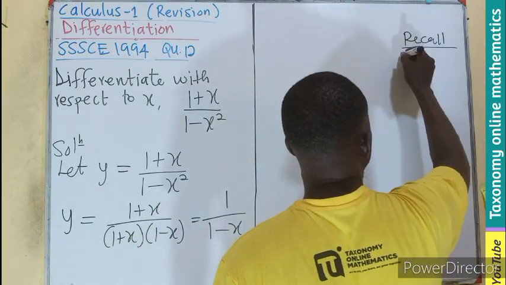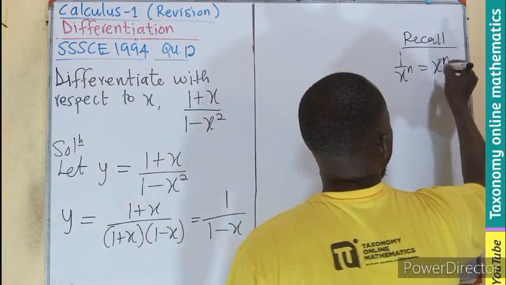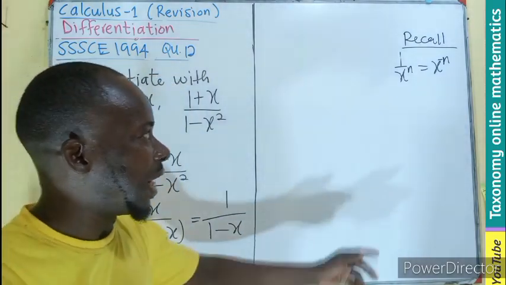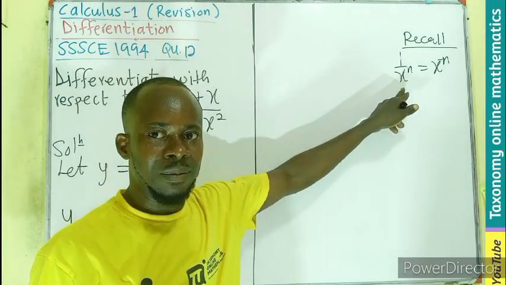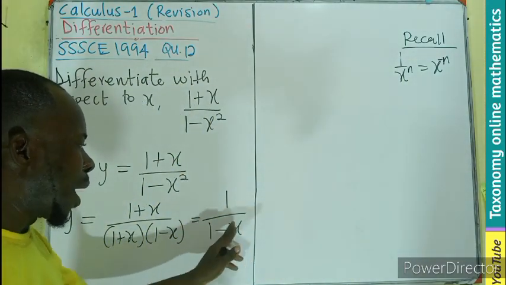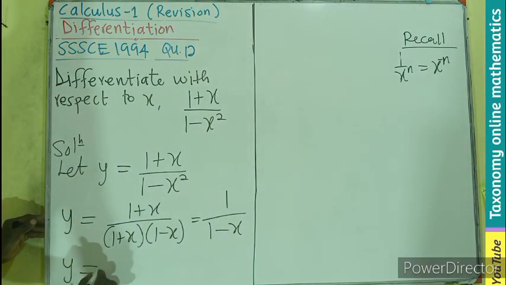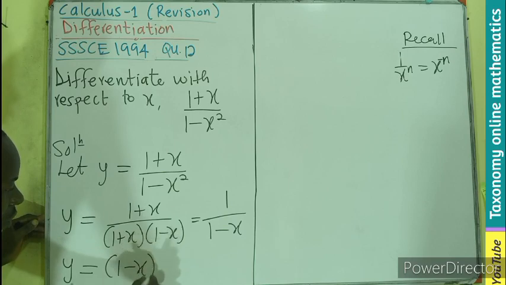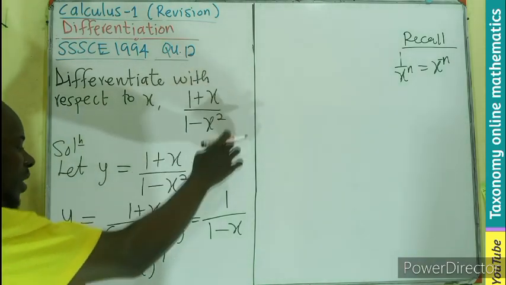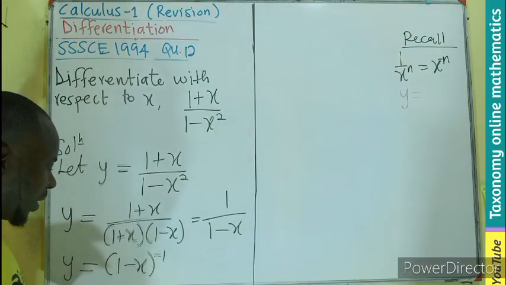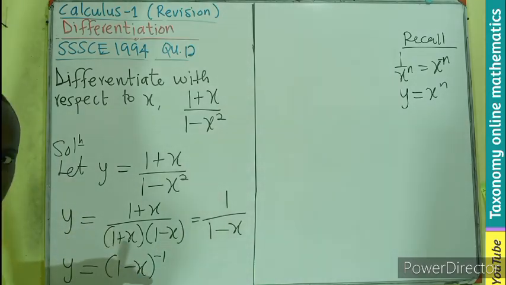Then if we recall, if I have 1 over x to the power n, I can write it as x exponent minus n. The whole of 1 minus x can be taken as the x. So if all of them have a power of 1 and form a fraction, I can rewrite y as (1 minus x) all to the power minus 1. So this is simplified to this form. Now from here, we are having a function of a function, right?